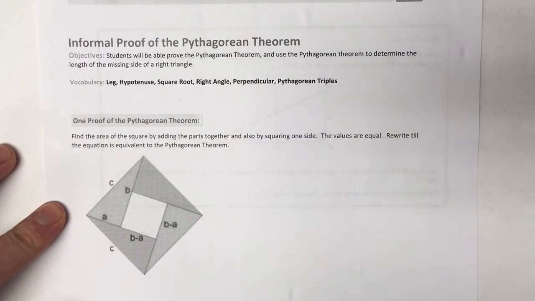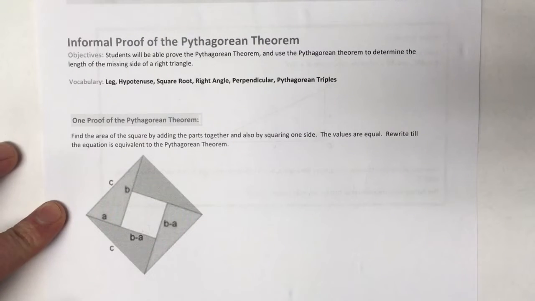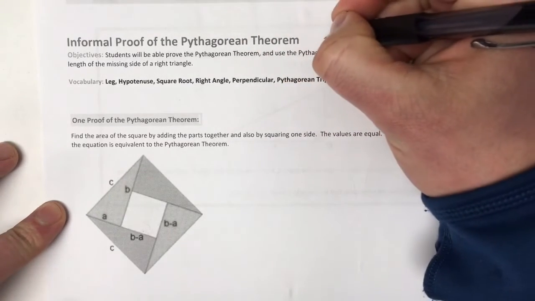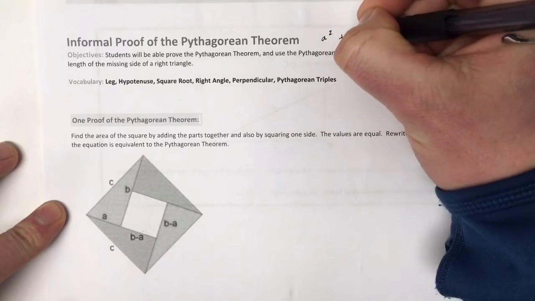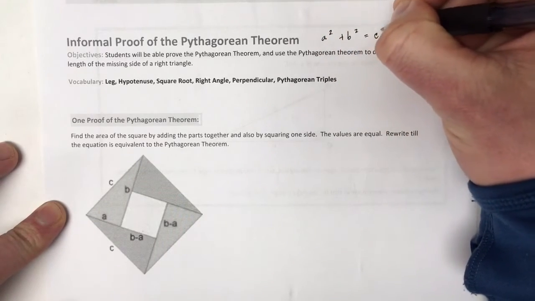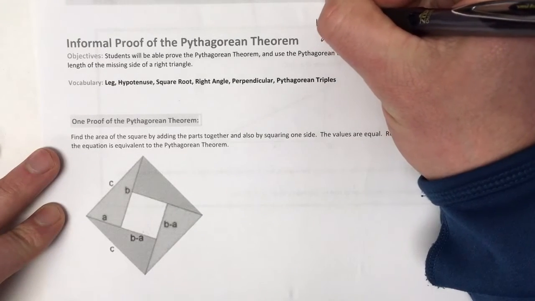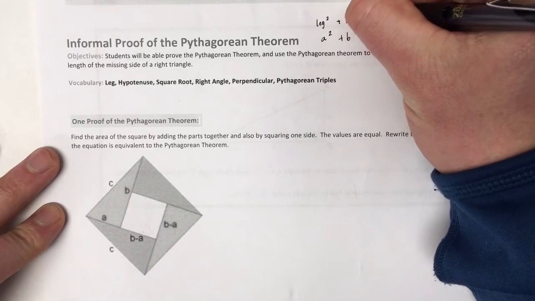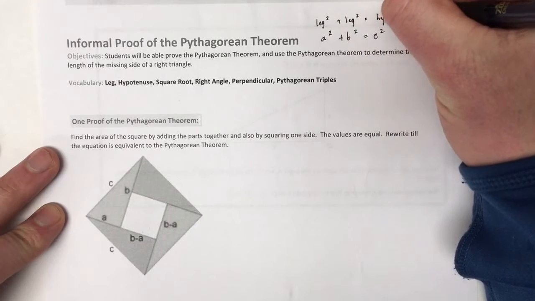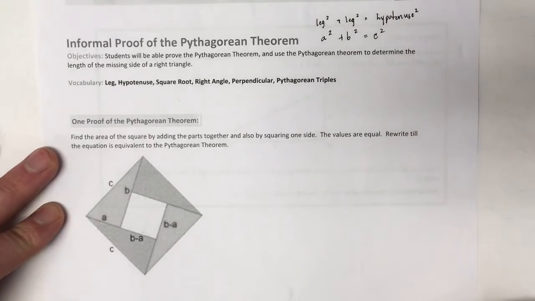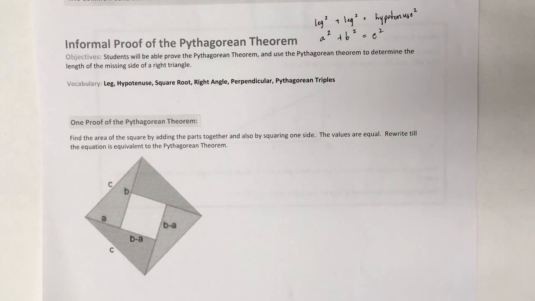Hello. Today we're going to continue our discussion about the Pythagorean theorem and even provide you with one more informal proof. Consistently, we know that the Pythagorean theorem is a squared plus b squared equals c squared. And what we really need to make sure we understand is that that's the leg squared plus the leg squared equals the hypotenuse squared. Okay, and so that's the form.